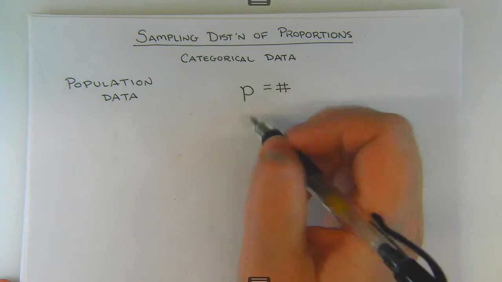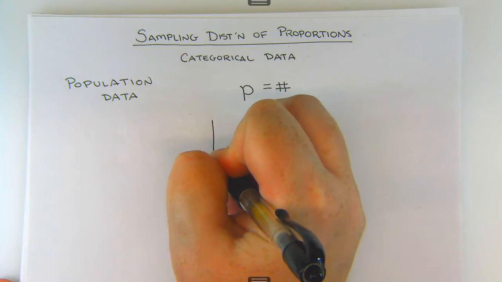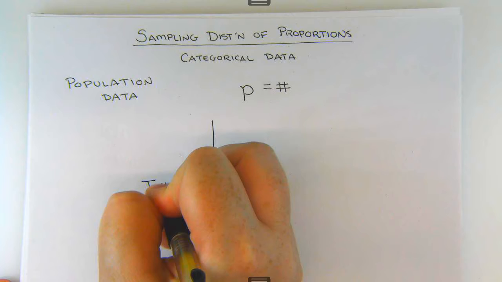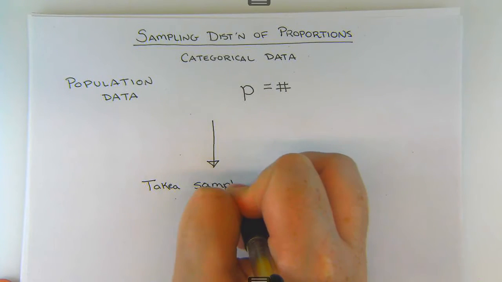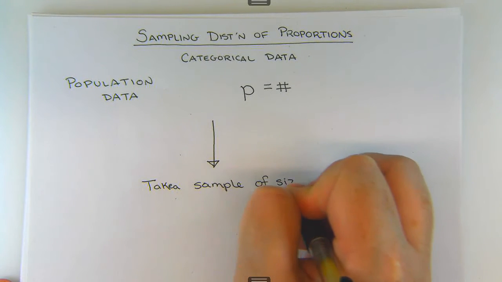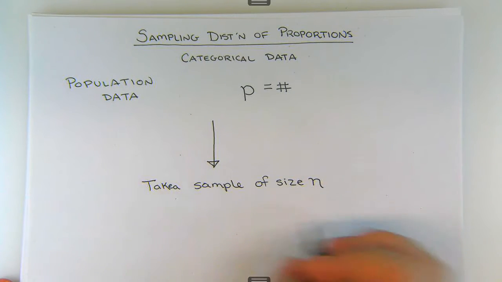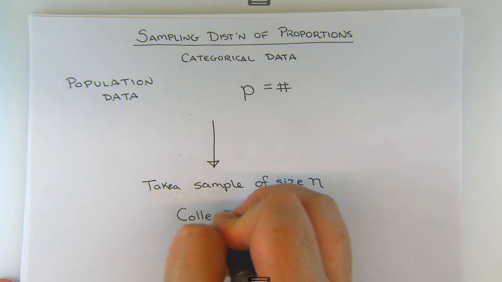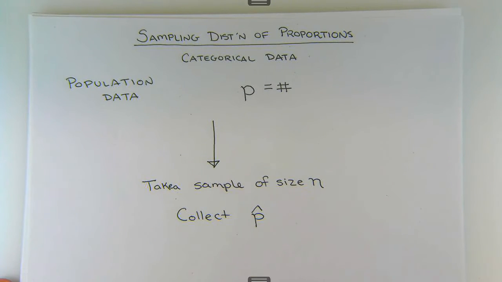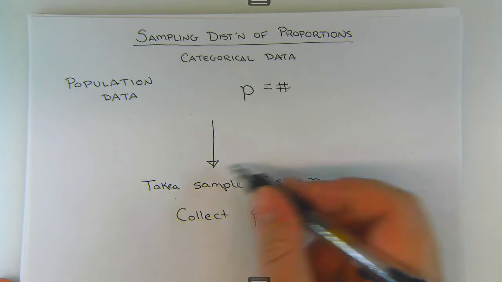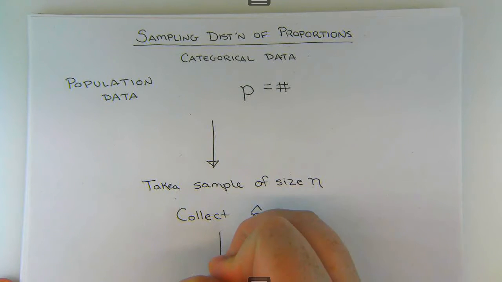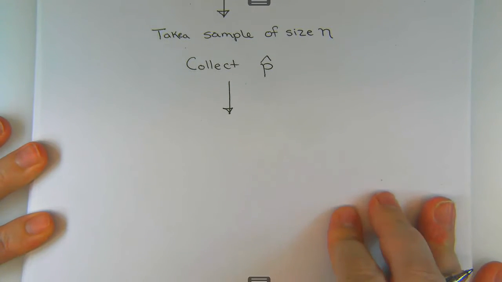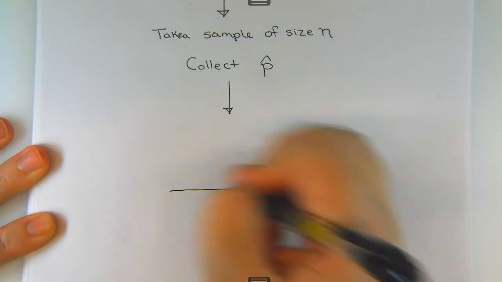And with this proportion, we take samples. Take a sample of size n, and once we take that sample, we collect the sample proportion. Then we want to do this infinitely many times, continuing until we get a distribution of all these different p-hat values. And what we should see come through is a nice bell-shaped curve. Exactly what we want.